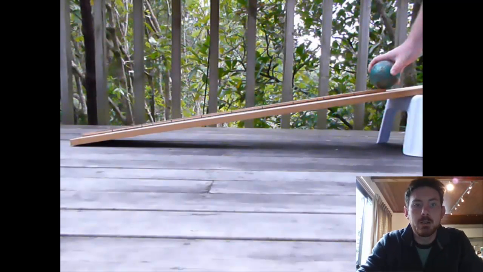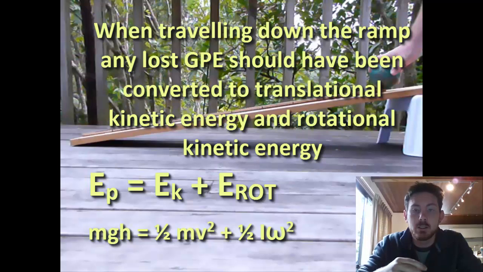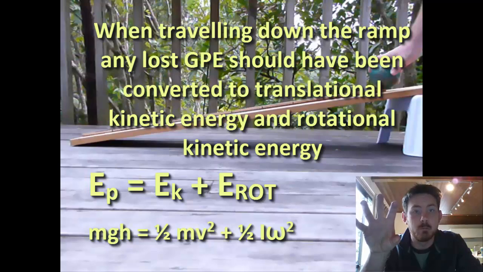Hi, in this video we're going to consider a sphere rolling down a ramp. And what I want you to do is to compare two methods of determining the rotational kinetic energy of the sphere. The first method is based on the idea that the sum of the rotational kinetic energy and translational kinetic energy as the sphere rolls down the ramp is equal to the gravitational potential energy it has when it's stationary at the top of the ramp.